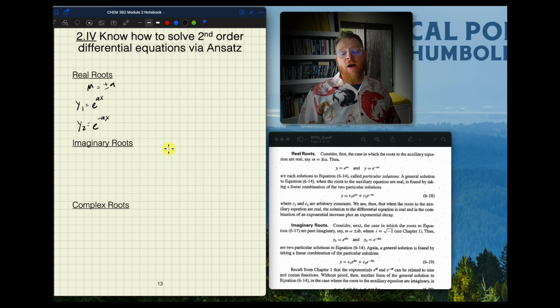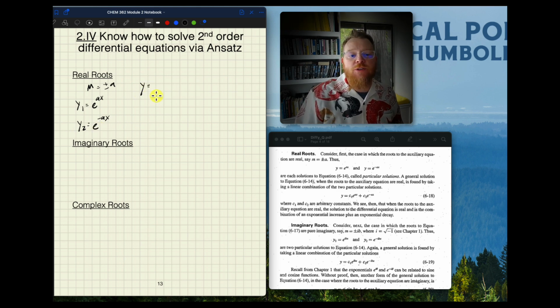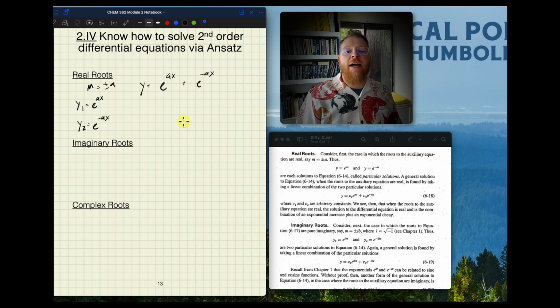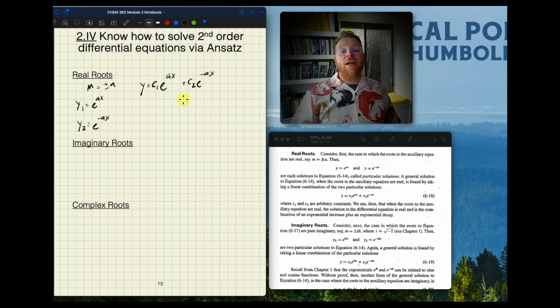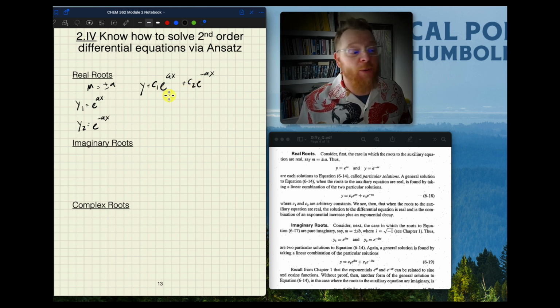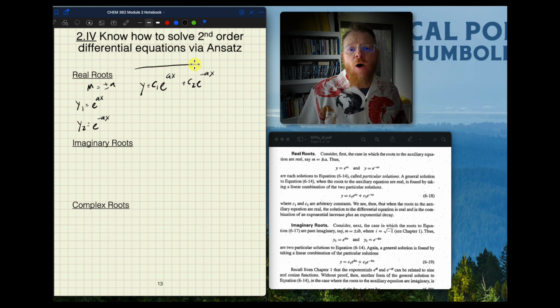And now what we need to do is impose a linear combination of these two solutions. So we'll say our total solution for y is some linear combination, e to the ax plus e to the minus ax, but we also have to impose some constants that go in front of each of these terms because we don't know what weight each term will carry. All the same, this will be our general solution if we are to have real roots.